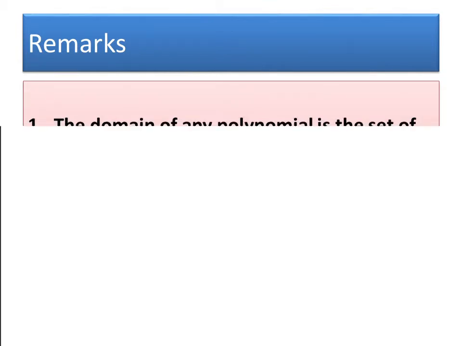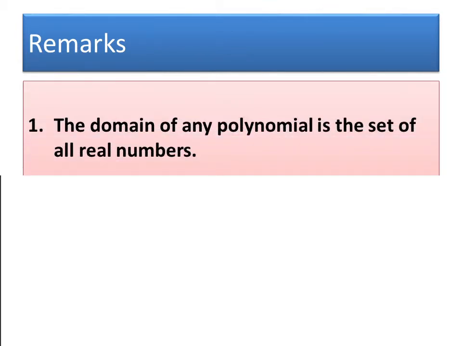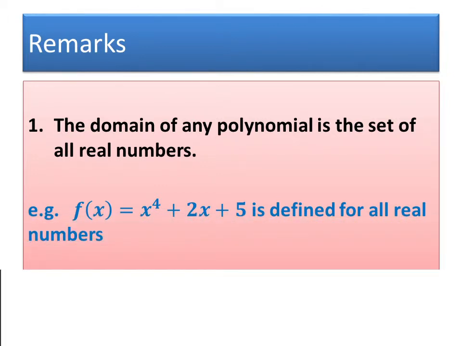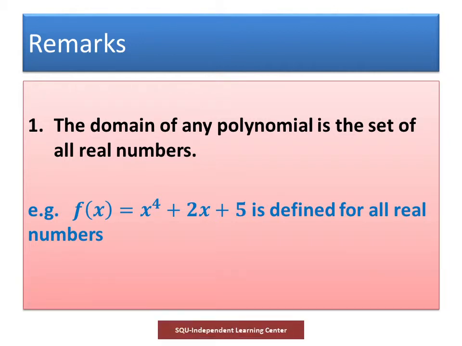Let's give you some remarks. The first remark: the domain of any polynomial is the set of all real numbers. For example, we give you a polynomial of degree 4, f of x equal to x to the power 4 plus 2x plus 5. This polynomial function is defined for all real numbers.